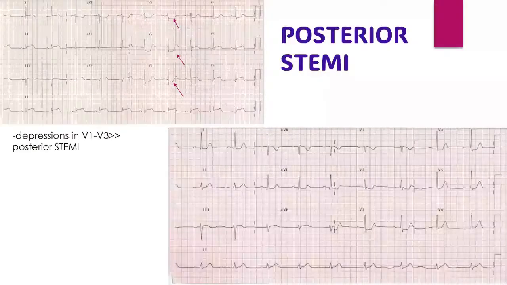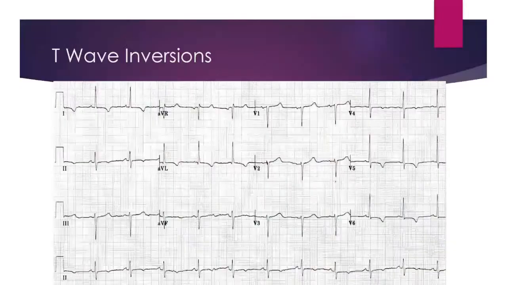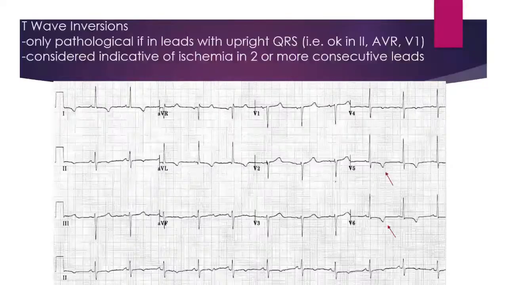What was the depressions? So inversions. T-wave inversions are kind of all over the place. You can have some congenital reasons. You can have some old MI damage. You can have pacemakers change things. The important part is if they're continuous and if they're in leads that are upright. So in 2, AVR, and V1, that's pathological. Does that make sense? The leads that are upright.